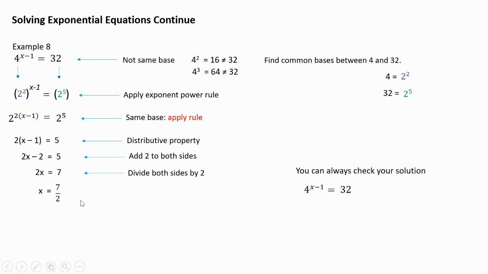Again, you can always check to make sure. So I'm going to plug in 7 over 2 for the x. So 7 over 2 minus 1, I believe is going to give us 5 over 2. So again, if you plug that into the calculator, guys, it's going to give us 32. So I know that's my solution. Okay. Let's move on.